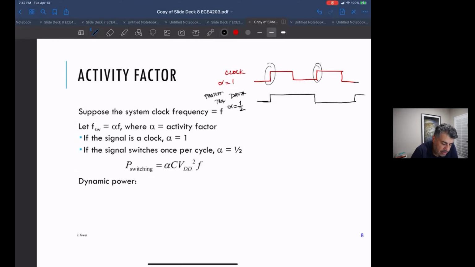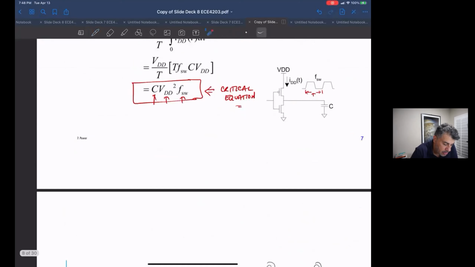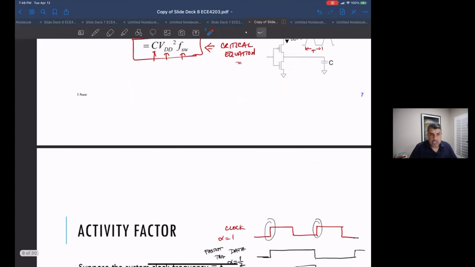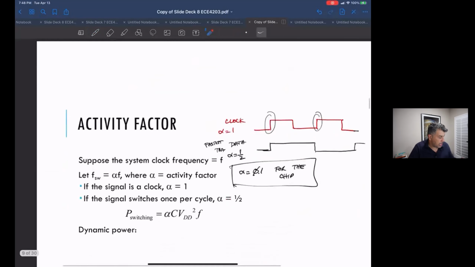Okay, and in fact, because you could say that you have random data essentially in a full circuit, what people typically use is an activity factor of 0.1 for the chip, or a number that's 10% of this value. Or, as we'll see in examples, if you specifically know that a circuit runs a certain percentage of the time, you can take that as the activity factor.